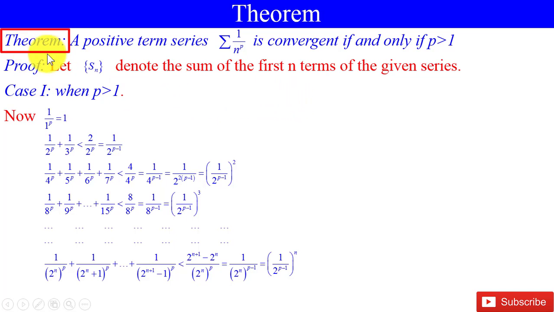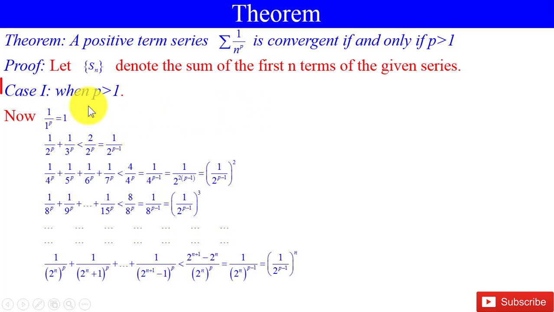Theorem. A positive term series sigma 1 by n raised to the power p is convergent if and only if p is greater than 1. Proof. Let Sn denote the sum of the first n terms of the given series.